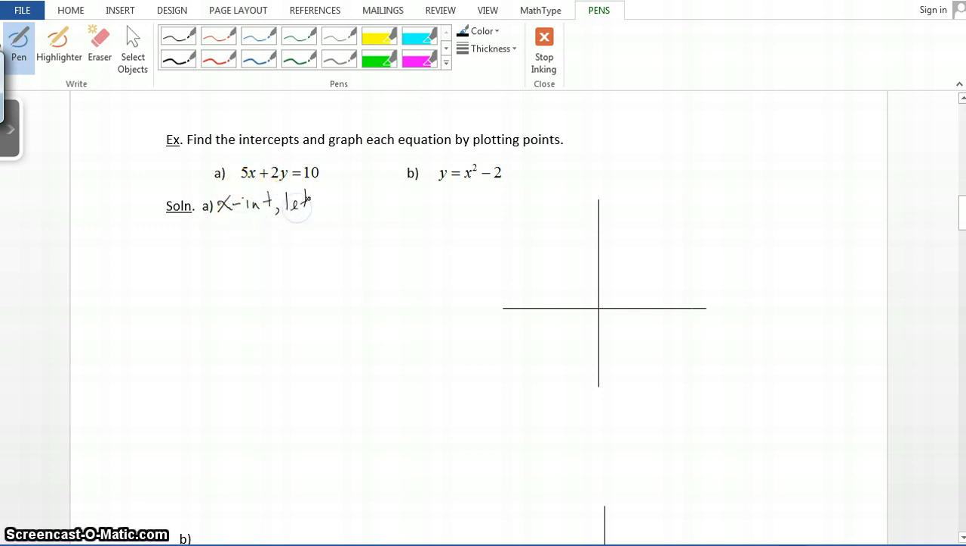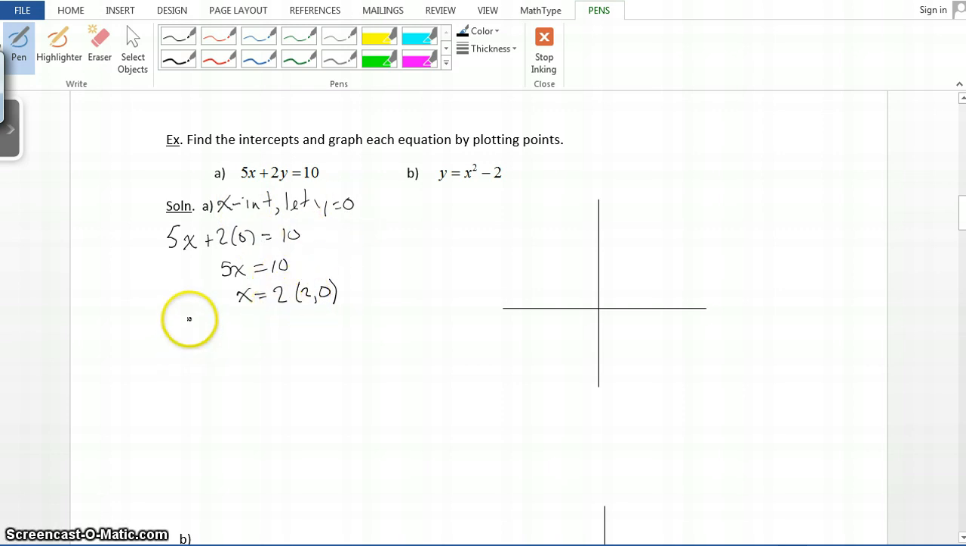x-intercept, you let y equal 0. Alright, so that would mean 5x plus 2 times 0 is equal to 10. So that means 5x equals 10 and x equals 2. So that was actually 2 comma 0. When y is 0, your x comes out to be 2.